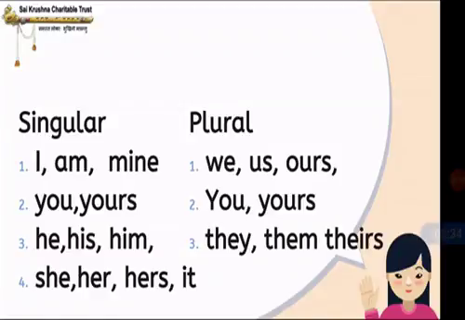Okay. So the second one, you, yours. For plural also we can use you, yours. Third one, he, him, his, that is for singular, and for plural they, them, theirs. And also for she, her, hers, and it, there also we can use they, them, theirs for plural. Okay. Understood?